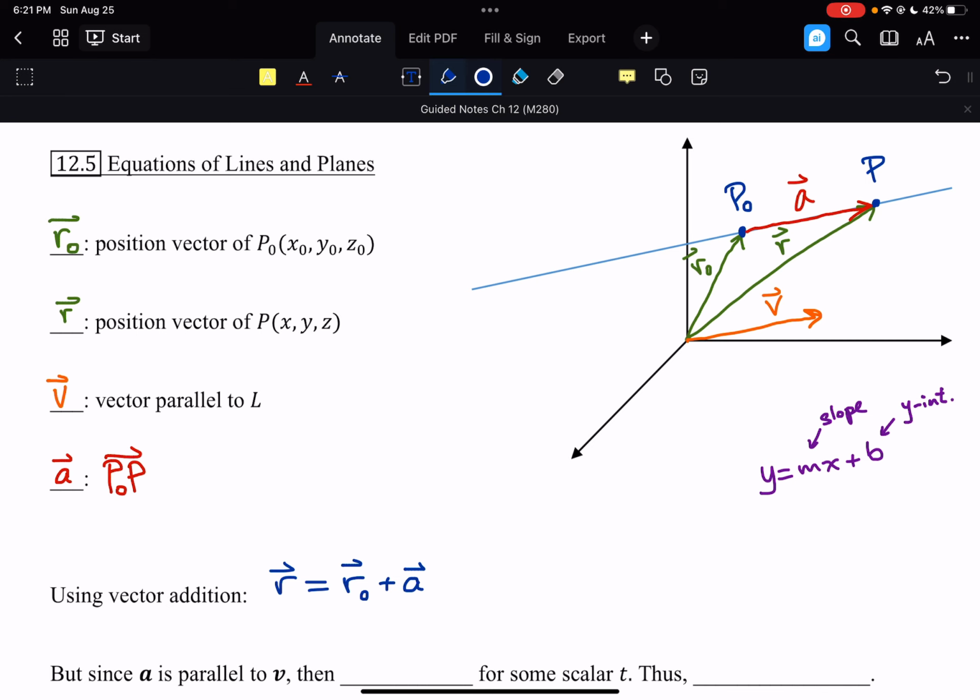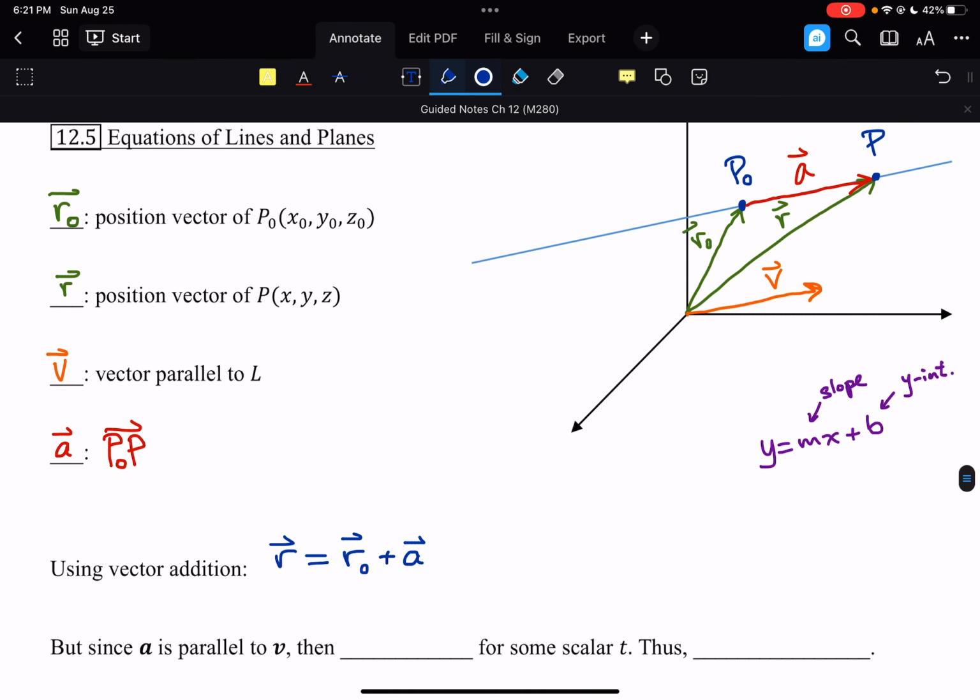Okay, so this is true because of the properties of vector addition. But we don't necessarily want to use a because that value is dependent upon these points on the line. We want to use the general vector v, which is the same direction as a, right? They are parallel because v is parallel to the line and a is on the line. So since a is parallel to v, we say that a is equal to tv. So that's t times v for some scalar t.